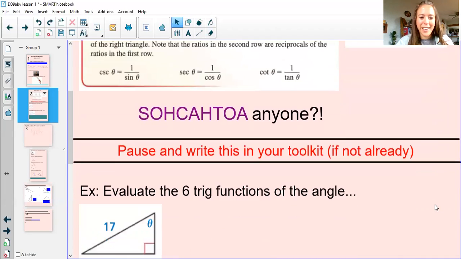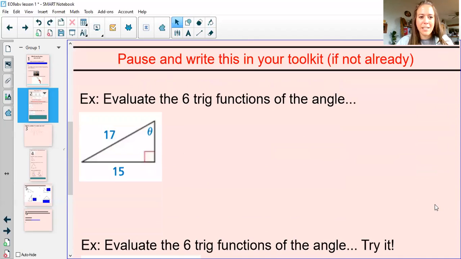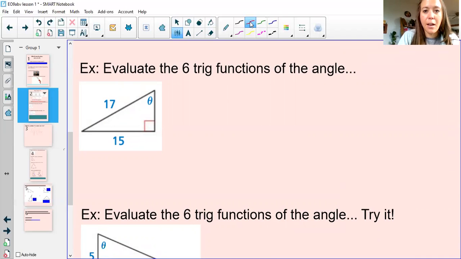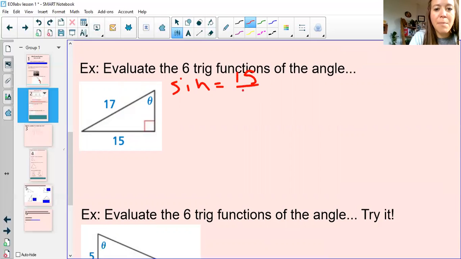Now that it's in your toolkit, we're going to do some practicing. Let's evaluate the 6 trig functions of this angle. The first one is sine. I apologize for my writing on this. It's pretty terrible, but let's see how it goes. If I want to evaluate the sine, I know that sine is the opposite over the hypotenuse. The opposite of the angle is 15, and the hypotenuse is 17.